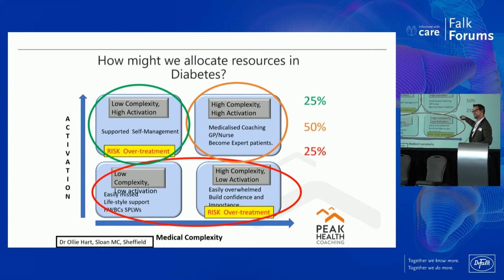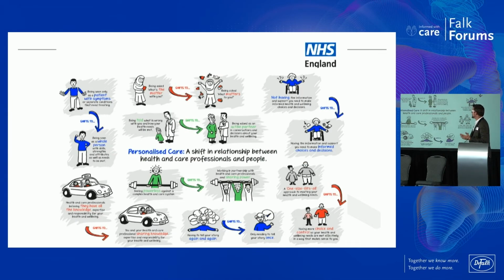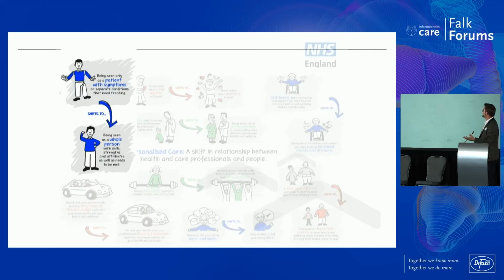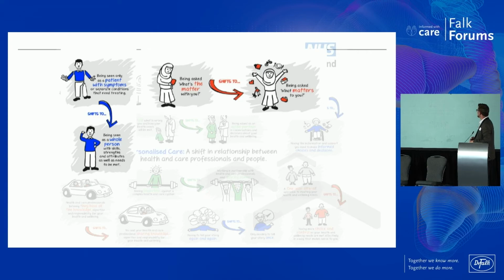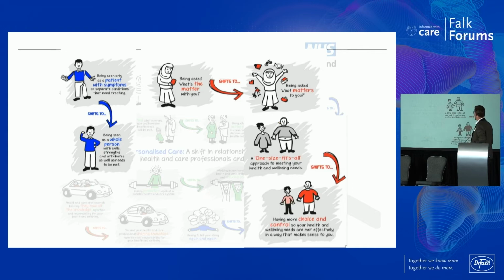And this group of people we can easily identify as people who will be better somewhere else first. Now, it's not just us saying this. There's obviously this personalised care agenda. This is what's coming out of NHS England. And we can see here, and this won't be unfamiliar, rather than having this patient with symptoms, we're seeing the whole person. Rather than asking what's the matter with you, we're asking what matters to you. And rather than this one-size-fits-all, we're shifting to more choice and control and being a bit more intelligent in how we're using our resources.